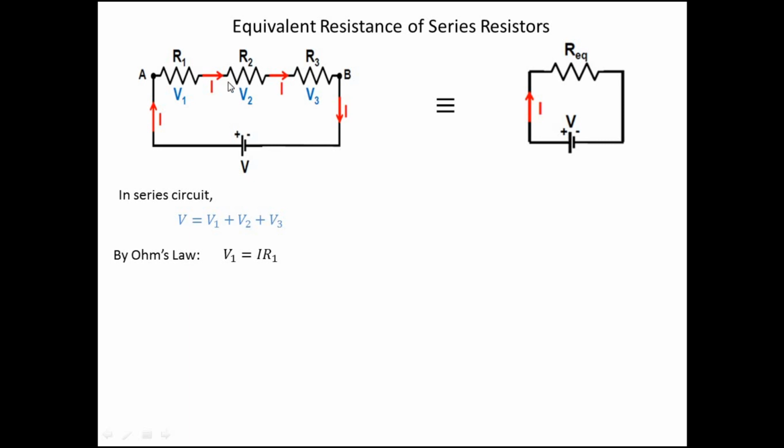Similarly for R2, the voltage is V2 and the current is I. So V2 is I into R2. Similarly, by Ohm's law for R3, we can say V3 equal to I into R3.